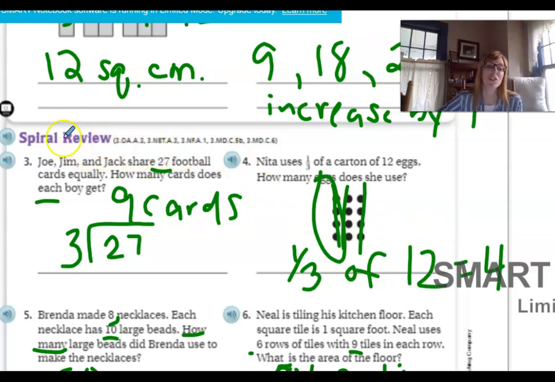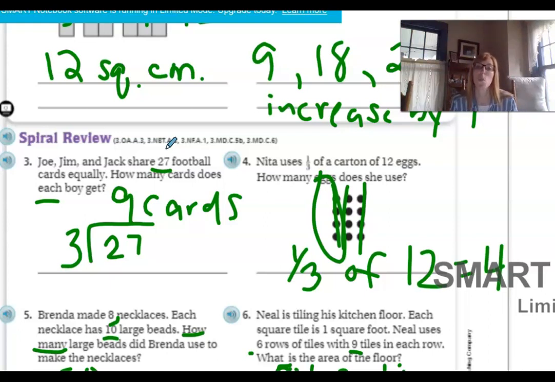All right, so this one, Joe, Jim, and Jack, they have 27 football cards all put together. They want to know how many cards does each boy get if you equally divide them among those 3 kids. So there's 27 total. You take the whole and equally divide it among the 3 boys, and they would each get 9 cards.